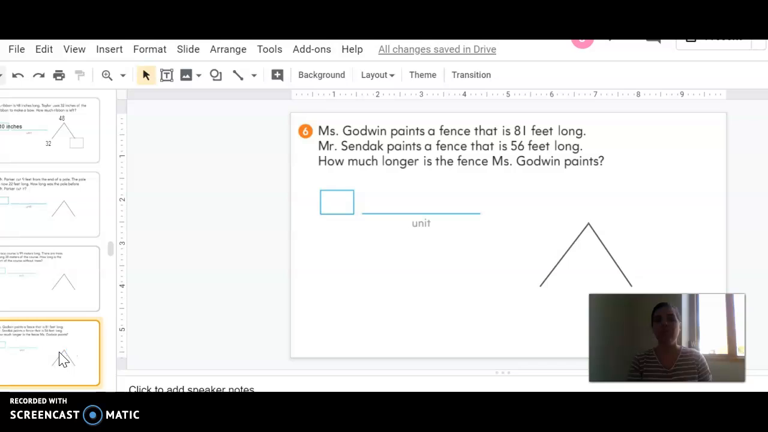Yeah, we know one fence is 81 feet long, the other one is 56 feet long, so our total is the 81 at the top minus the 56 of the shorter fence, and then we have to subtract to find out how much longer the fence is. Go ahead, hit pause, hit play when you're ready.